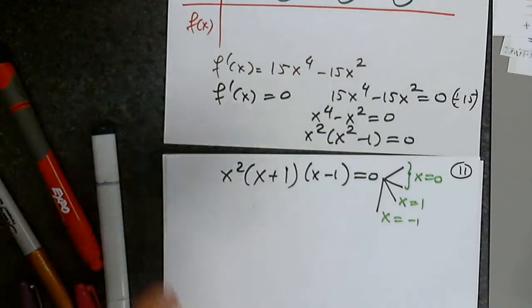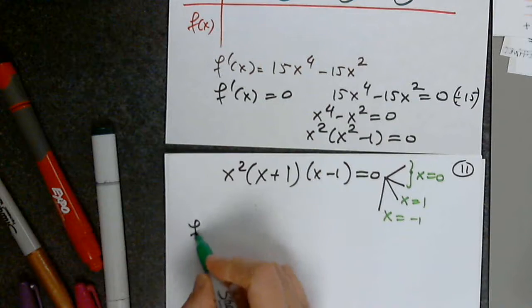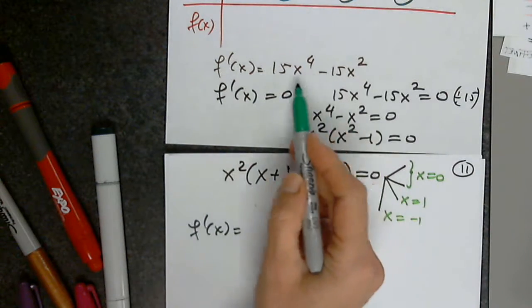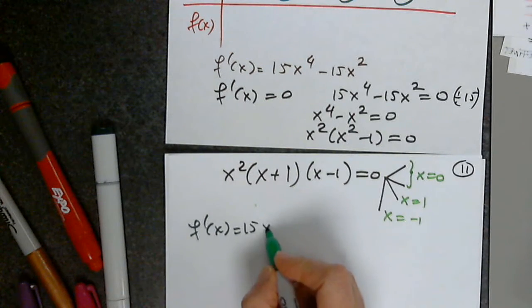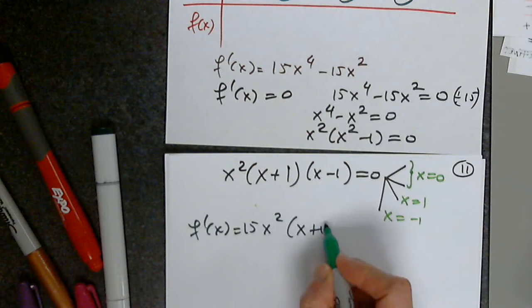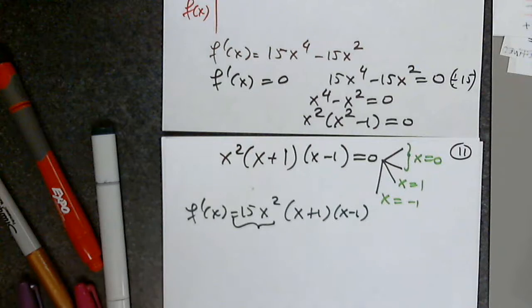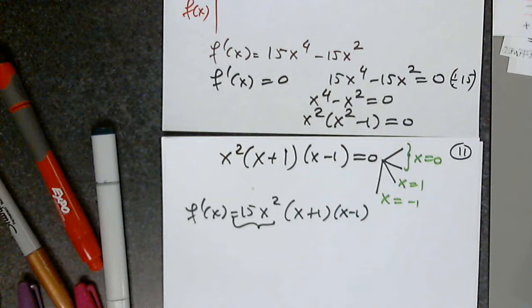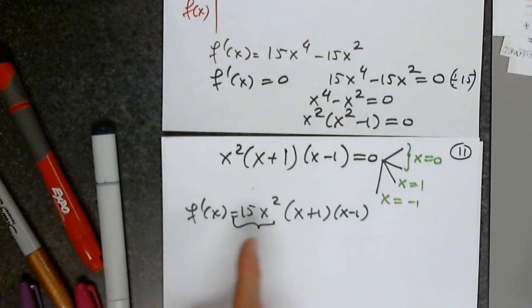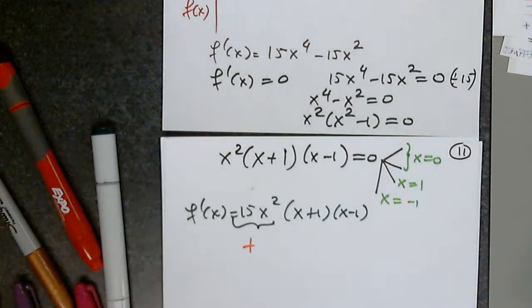So the derivative, one more time, f prime, I will factor out 15x squared. And just look at this, x plus 1, x minus 1. What type of number is this? Because I don't want to bother with it. If it's always positive, the sign will not be affected by it. So what type of number is 15x squared? Always positive. So it does not come into play when we discuss the sign.